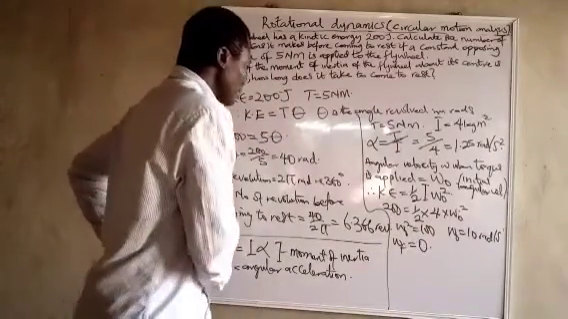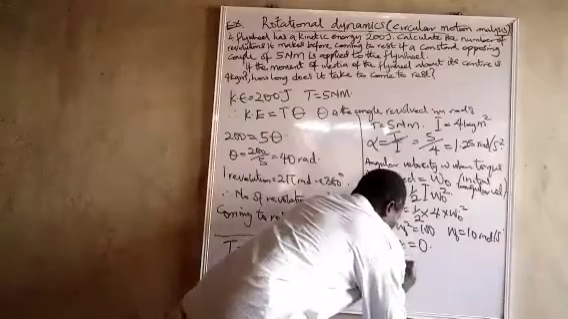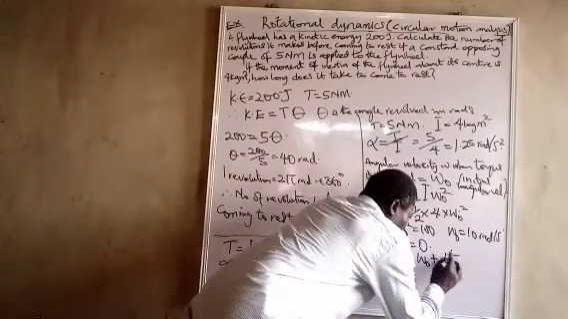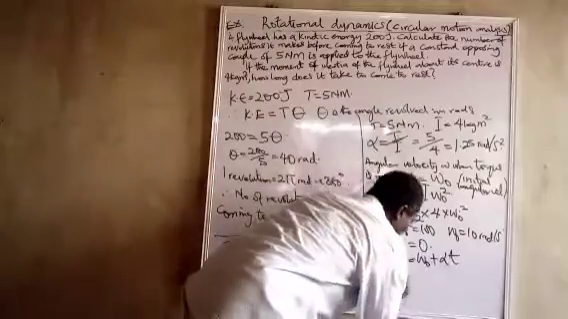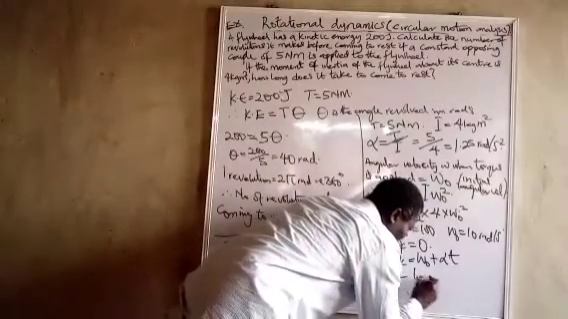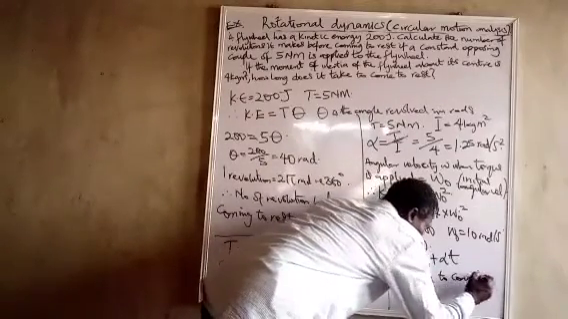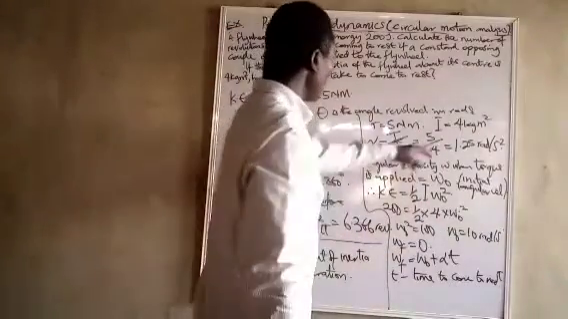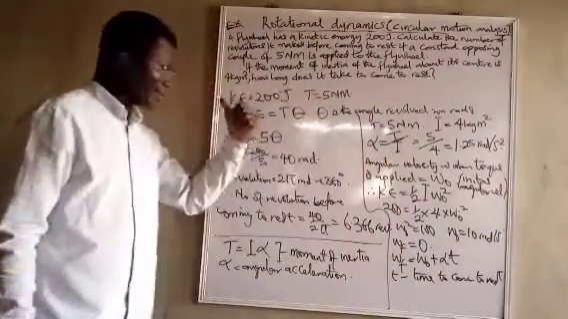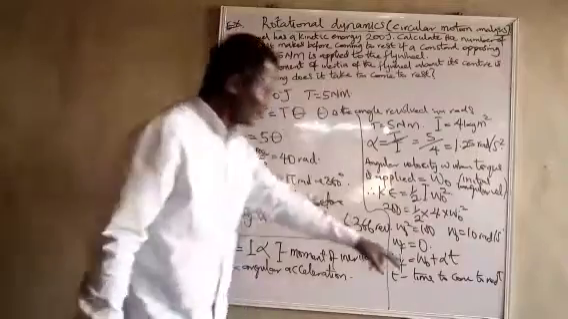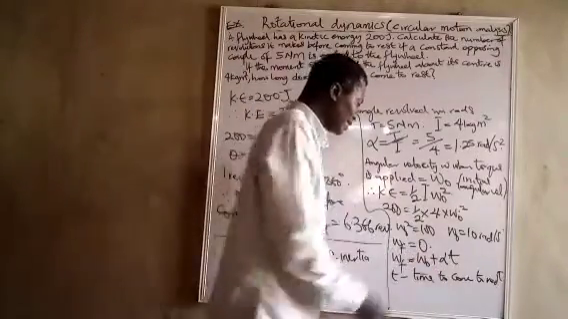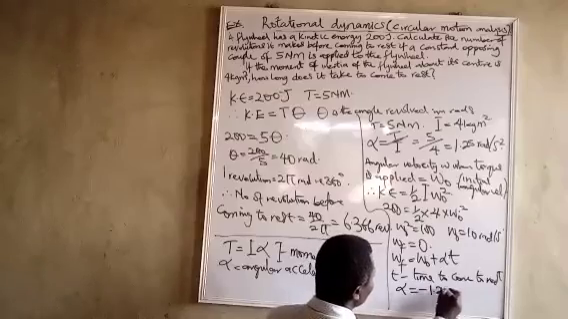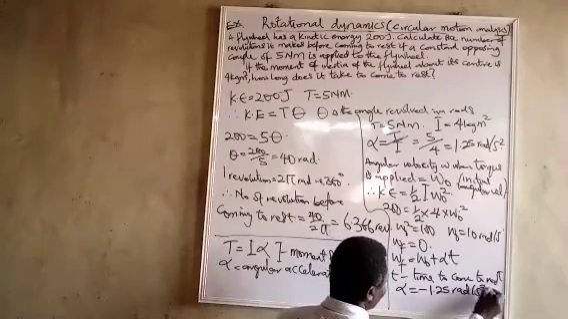Therefore, we can now say omega final is equal to omega initial plus alpha t. That is the time to come to rest. You get the relationship now. And you can see from here, since the torque is applied against the motion, this alpha is negative. So alpha is equal to minus 1.25 rad per second squared.